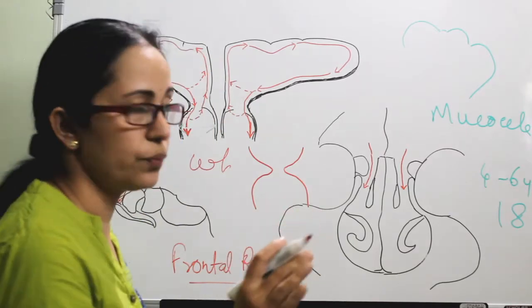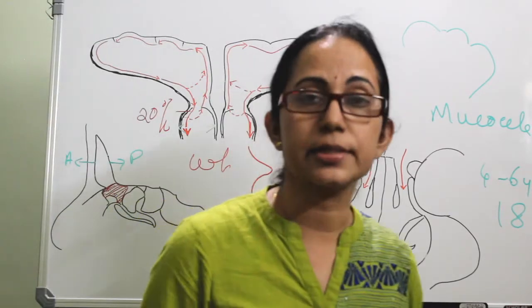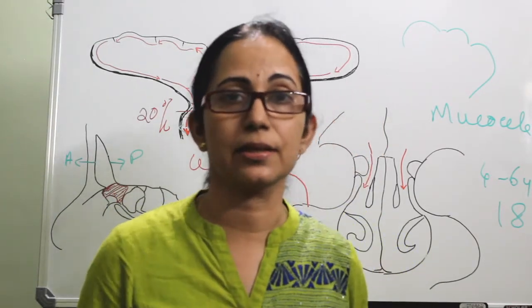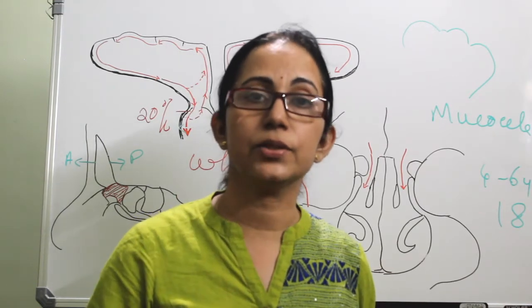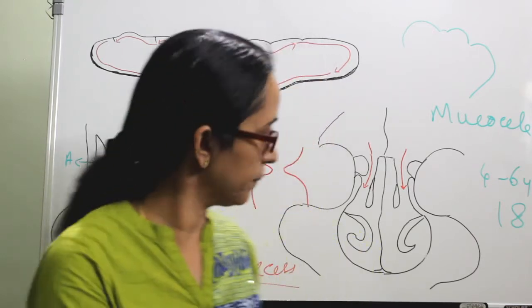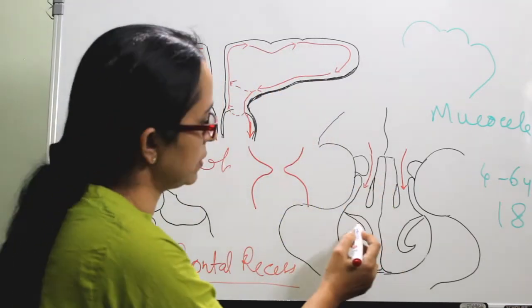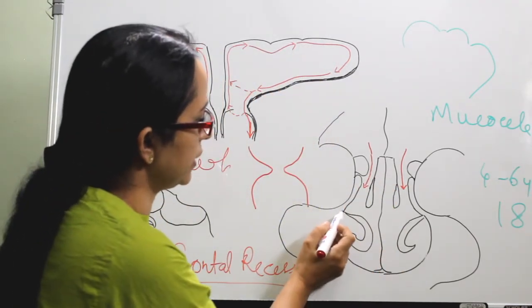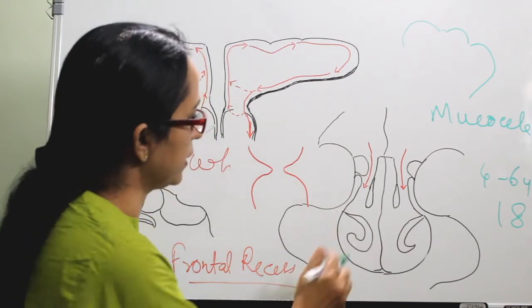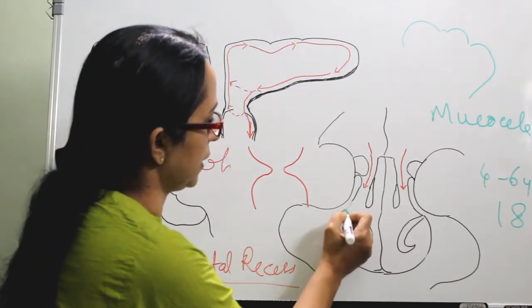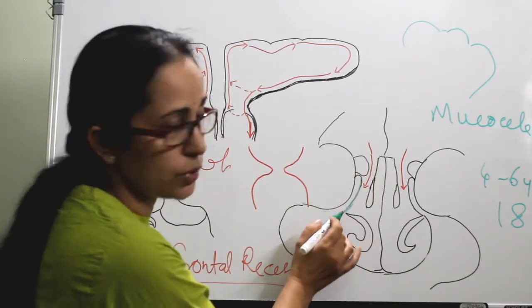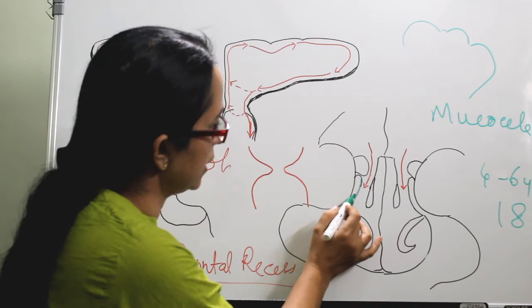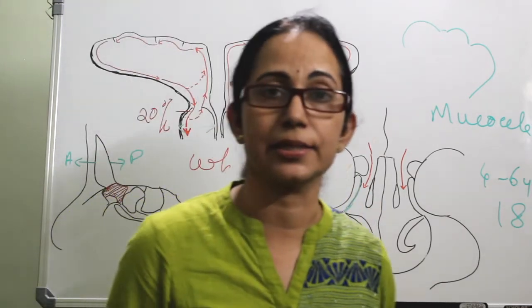For the time being, this uncinate process is a crescent or sickle shaped part with one end always attached to the inferior turbinate. This is the nose, this is the inferior turbinate, so one end is always attached to the inferior turbinate, and this is the uncinate process, this part. One end is always attached to the inferior turbinate, and superiorly it has three attachments.